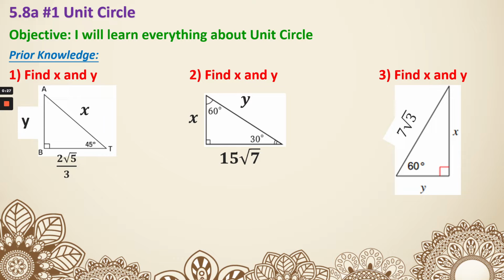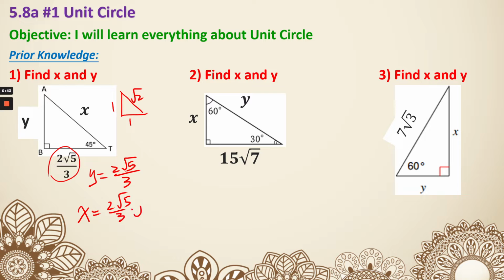This is the 45-90 triangle, and you are given a leg. That automatically tells you y is going to be the same. But x, since it is the hypotenuse, the relationship is, remember, 45 is 1, 1, square root of 2. That is going to be 2 square root of 5 over 3 times a square root of 2. That is going to give you 2 square root of 10 over 3. That's our x.